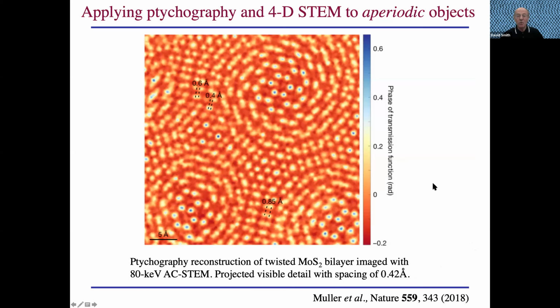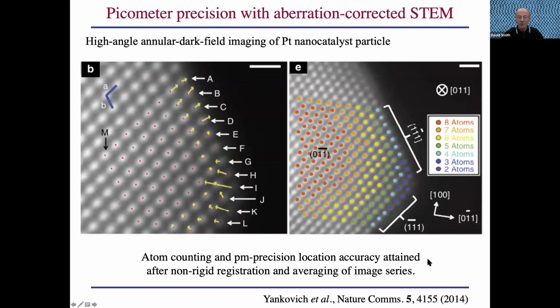And of course, David Muller has now wonderfully started to use these MPADs, and he's applied ptychography in 4D STEM to aperiodic objects. In this case, it's a bilayer, so the atoms are very close together in projection. They're 0.42 angstroms apart in this particular case. This is only at 80 kV. The point resolution or nominal resolution of the microscope is on the order of just under 1 angstrom, and yet you're able to push to 0.4 angstroms.